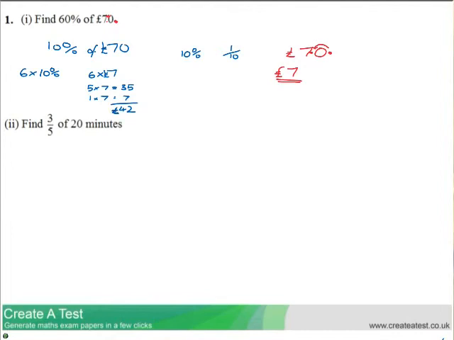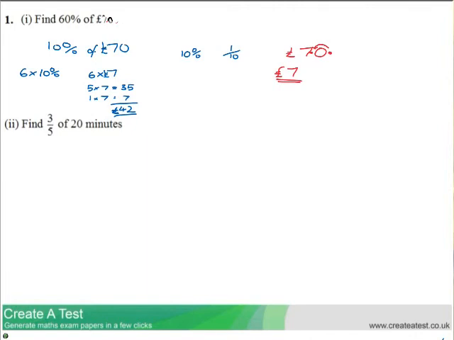Okay, you can think through to yourself, does this amount make sense? Well, if you think 50% of £70 is half of £70, so half of £70 would be £35. So £42 is a reasonable amount to have for 60% of £70.